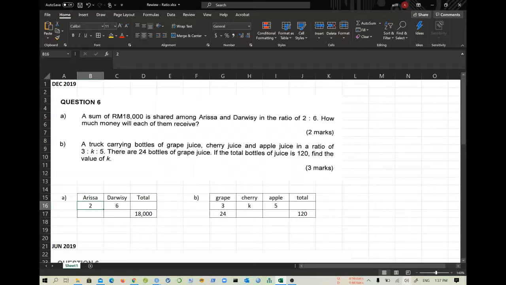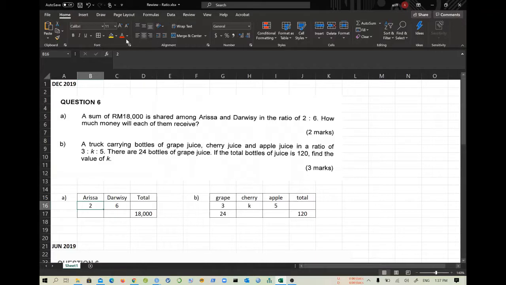So without further ado, let's continue with our session. I'm going to show you how we can solve problems related to the topic of ratio with both two quantities and three quantities. This question is taken from the past semester exam papers, the MAT111 exam paper, December 2019. The first question is related to the ratio of two quantities. Let's see how we can solve this one.